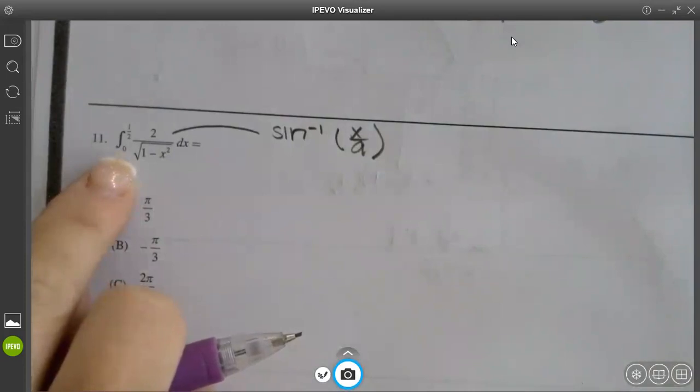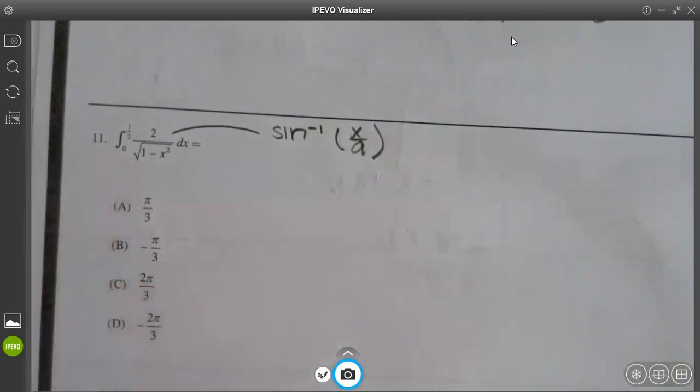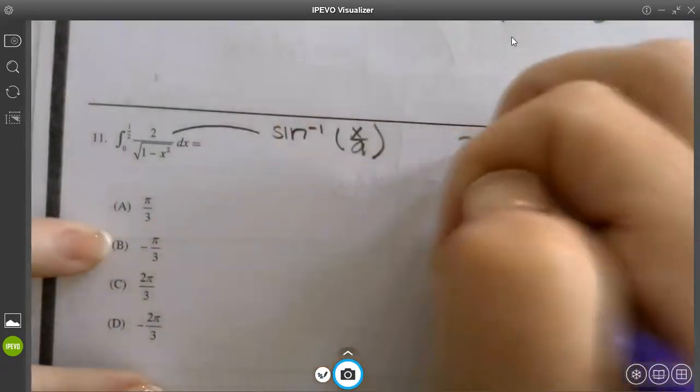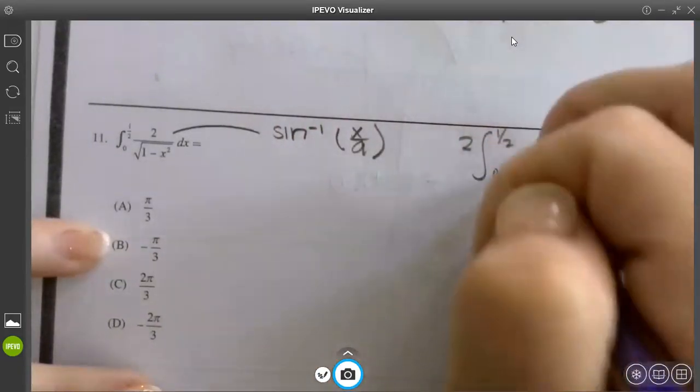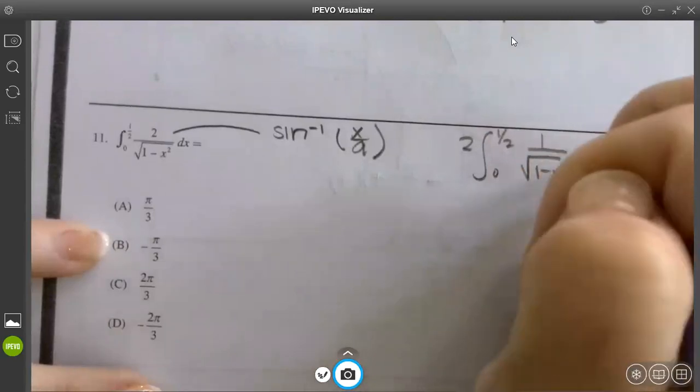What if I had 4 over x? Take the 4 out, right? So what am I going to do on this one? Take the 2 out. So we're going to have 2 from the integration, 0 to 1/2 of 1 over the square root of 1 minus x squared.